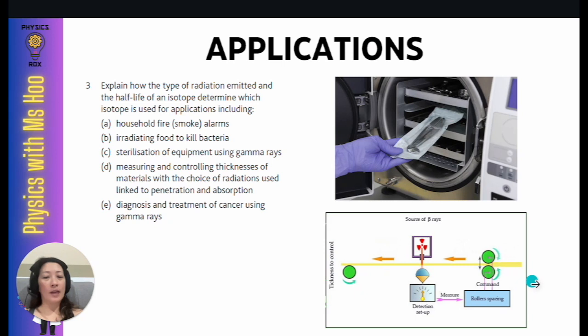So for example, if we want to use a machine that can automatically control the thickness of a metal sheet, we would use beta because the thickness of the metal can change the amount of beta particles it can pass through. So if it's too thin, more beta can pass through. If it's too thick, less beta can pass through. So the change in the count rate can be linked directly to a machine that can manipulate the amount of pressure that's being applied to the metal to make it automatically thicker or thinner.